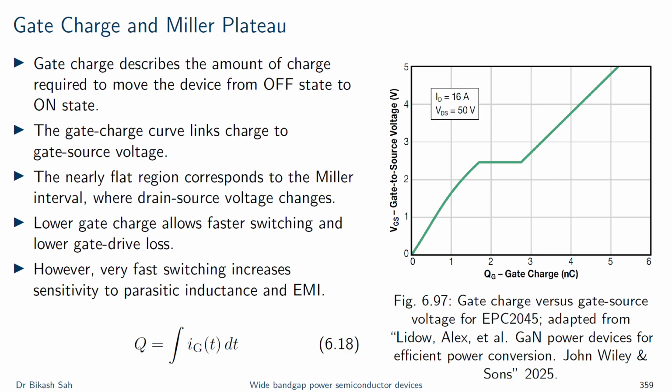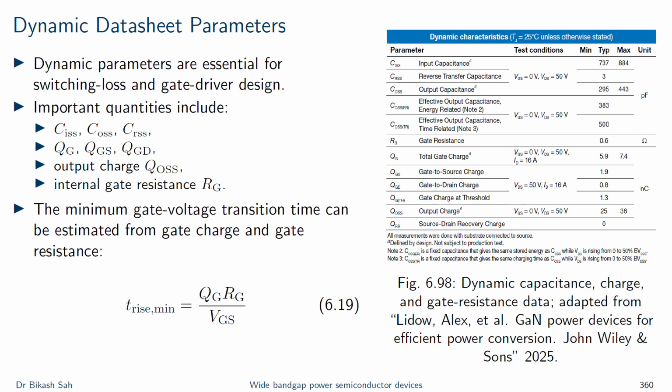But fast switching is not always better. If the voltage changes too quickly, dV/dt increases EMI, induces a common mode current and can cause false turn on in the complementary switches. Therefore, gate charge must be interpreted together with the gate drive current, gate resistance, layout inductance, EMI limits, and, I would say, a few more things if the gate drive circuit is really very complex. So in practice, we often intentionally slow down a GaN device to achieve a reliable power converter.